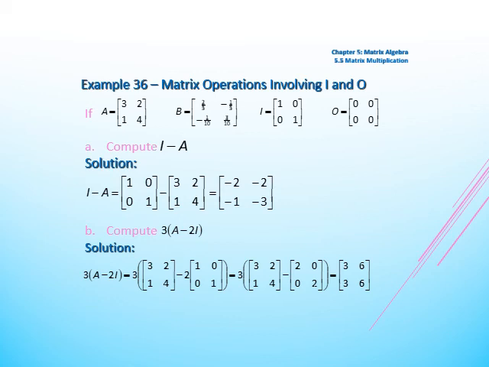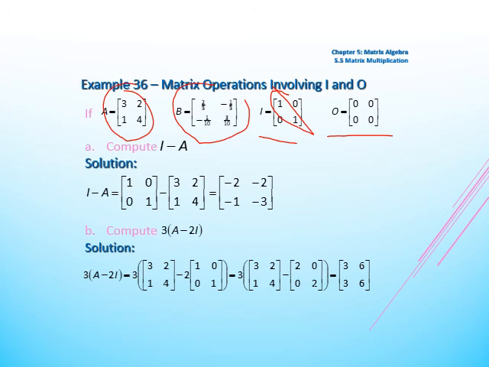Here is another example for matrix operations involving the identity matrix and the zero matrix. If we have a matrix A, which is 2 by 2, and matrix P also 2 by 2, and the identity matrix is a square matrix where the diagonal is 1 and all other values are zeros. And finally, the zero matrix is a square matrix where all the values are zeros.